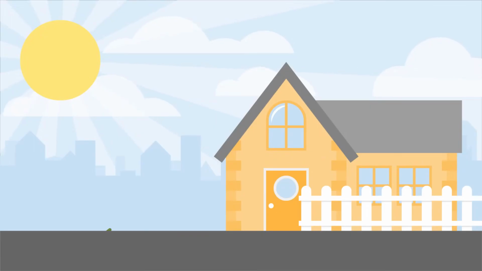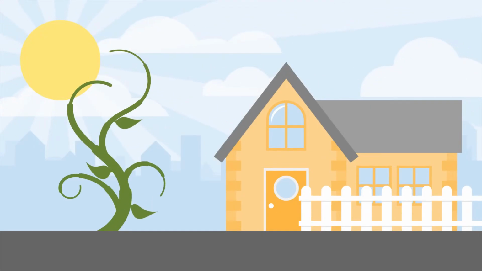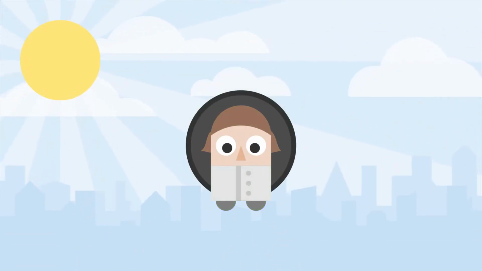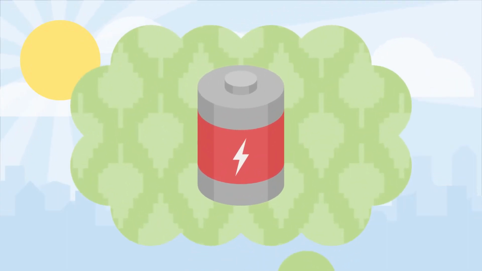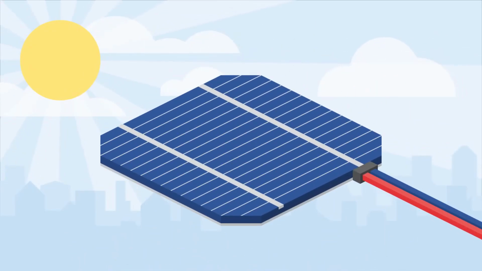You probably know that plants get their energy from the sun through their leaves in a process called photosynthesis. We humans don't have our own leaves, but maybe we can get energy from the sun in a different way. Electrical energy, that is. Could there be some kind of electrical leaf? A solar cell gathers light from the sun and generates electricity, just as a leaf generates food for a plant.